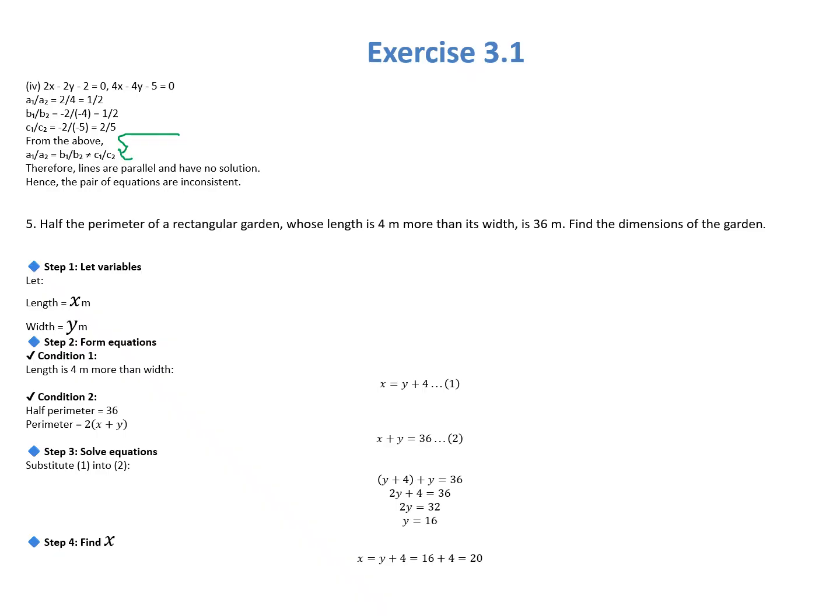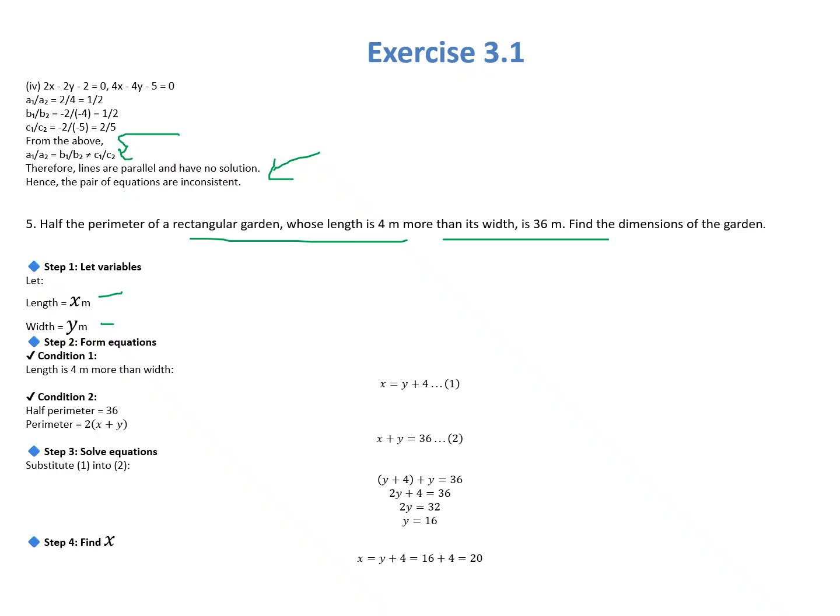So which means that it is an inconsistent solution, and they are actually parallel lines. Now we have a word problem to solve in the form of exercise 3.1. Half of the perimeter of a rectangular garden, whose length is 4 meters more than its width, is 36. So we have to find the dimensions. What we'll do is again take length as x and width as y.